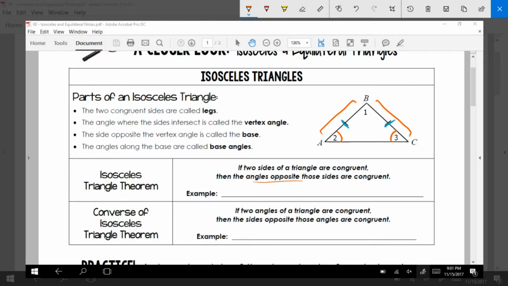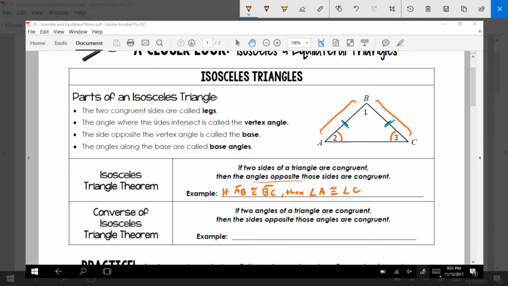So for example, in our picture, let me write this in a fancy little statement. If we're looking at our diagram here, if AB is congruent to BC, because that's what we have in our picture, then angle A, I'm just going to use the letter here, okay? Angle A is congruent to angle C.